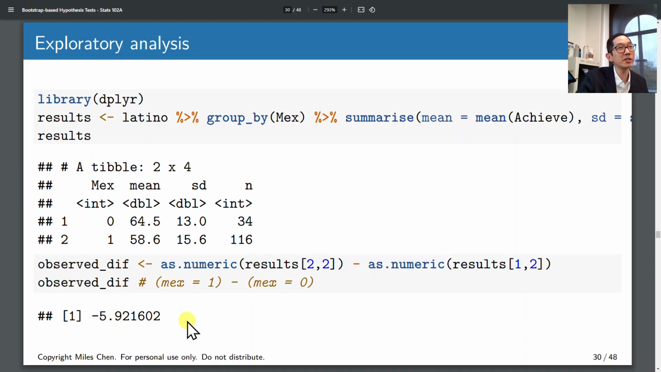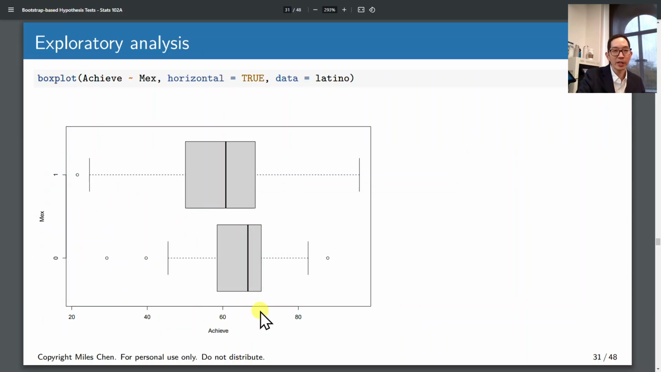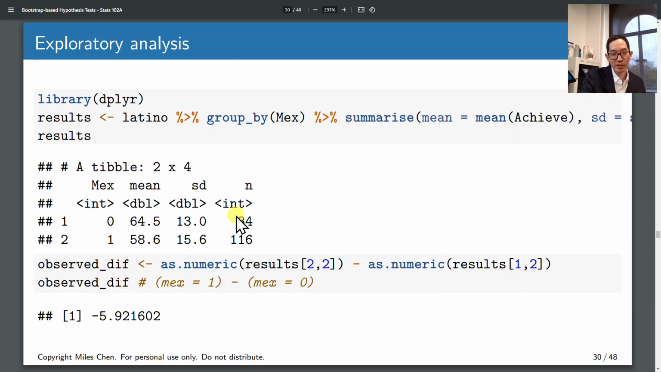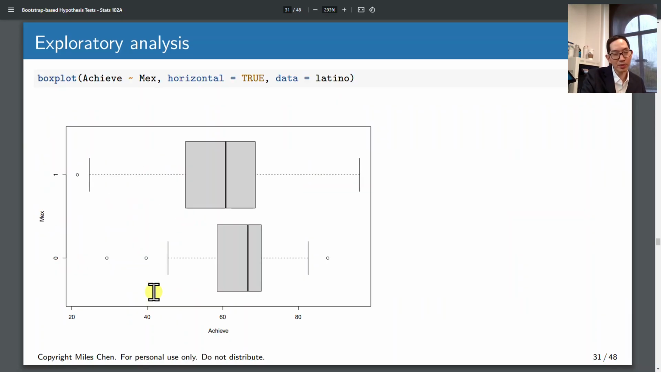And the question is, is this number statistically significant? Okay, is this difference, negative 5.9, statistically significant? Here's a box plot. We have more spread, but probably a result of just having more observations, 116 versus 34. The median is a little bit different. The question is, is the difference in means significant or not? Okay.